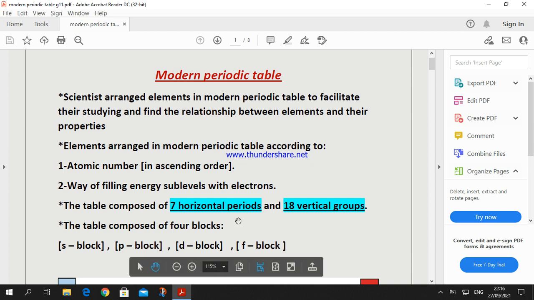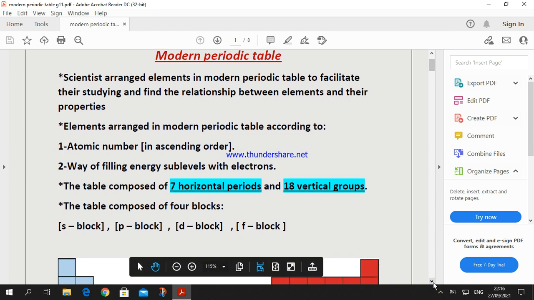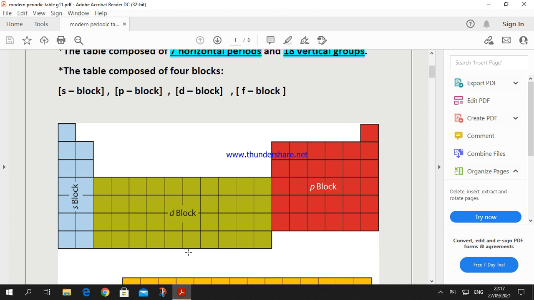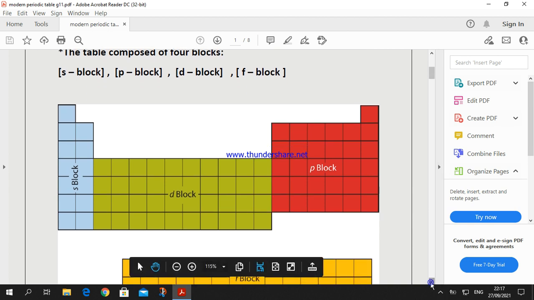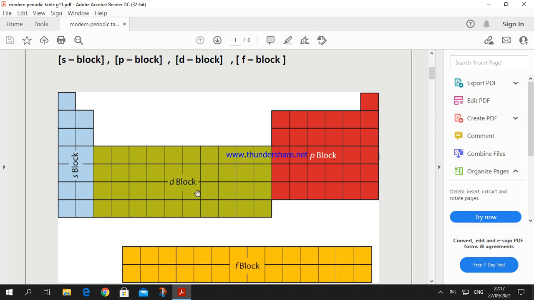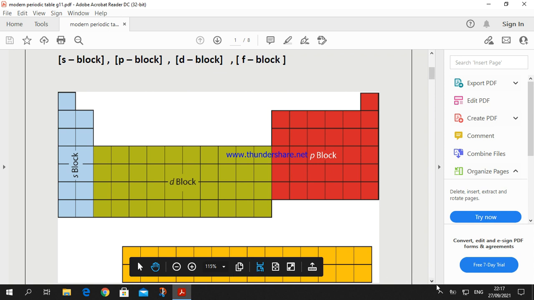And by looking at the table, we notice that the table is composed of 7 horizontal periods and 18 vertical groups. And the table is composed of 4 blocks. Look at the 4 blocks of the table. We have the S block elements, okay? This is the area known as S block elements. This is the area known as P block elements, okay? And this is the area of D block elements, and this is the area known as F block elements, okay?